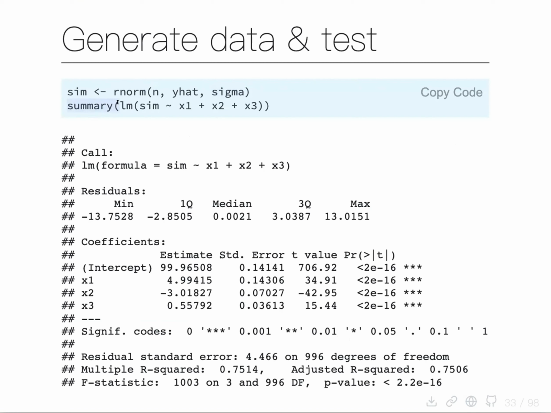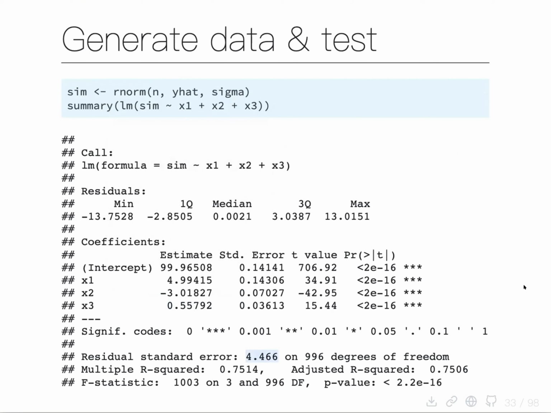Okay? And now here, I'm going to say, okay, now let's fit a model to that. So I'm just calling summary directly on lm, where I'm saying sim predicted by x1, x2, x3. Okay? So what you can see here is when I actually estimate a model from this data, I get down here an intercept estimated at 99.96. X1 is estimated at basically 5. This is estimated at basically -3 and basically 0.5, right? These are all the things that I set. And then my residual standard error is 4.46, very close to what I set.